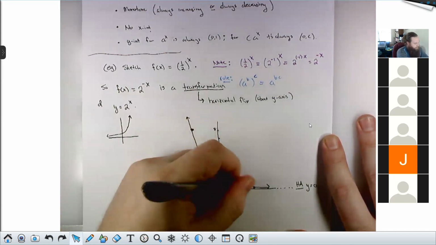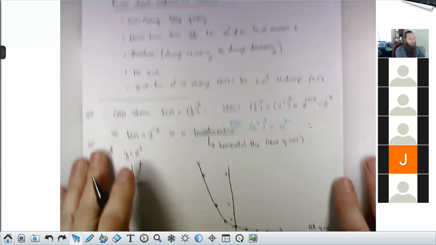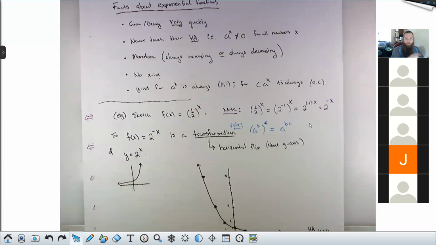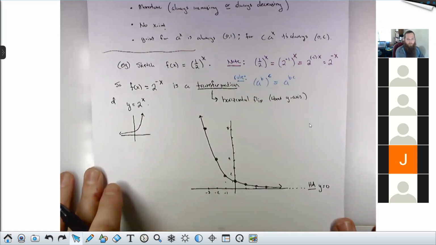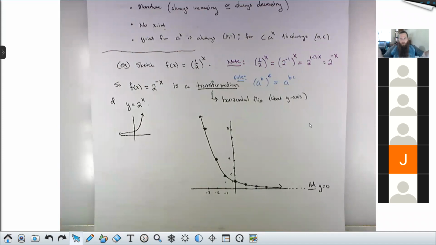I guess that's another thing we can add to our list of features here, is that they only approach their horizontal asymptote on one side. All the rational functions we looked at with horizontal asymptotes went to the same thing on both sides. But exponentials only approach their asymptote on one side, either as you run off to the right or as you run off to the left, but not both.